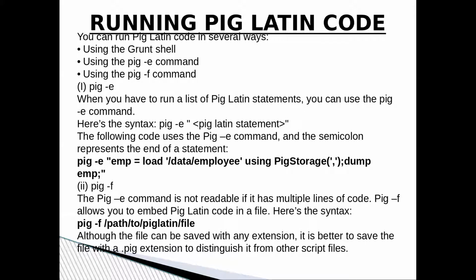Next is running the Pig Latin code. We have just seen that we can use run and execute in the grunt shell to execute our Pig Latin code. We can also use the pig -e and pig -f commands in our bash shell, instead of going to the grunt shell. But before we actually see these Pig Latin codes running, we must understand how to write the code. So I'll be focusing on that now, how to write the code, and then we'll see all these running modes, the execution modes.